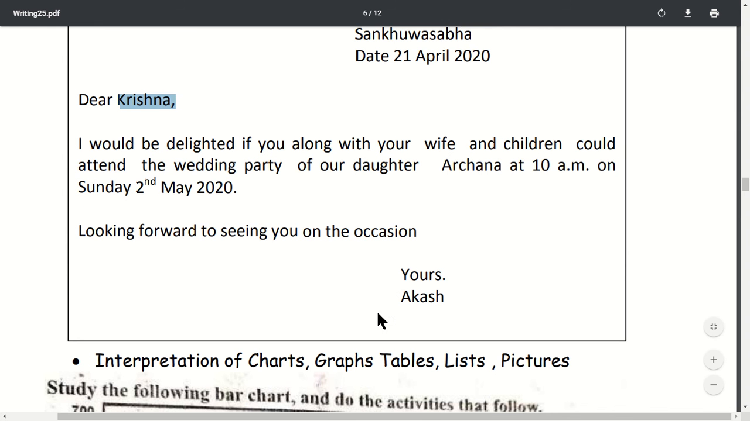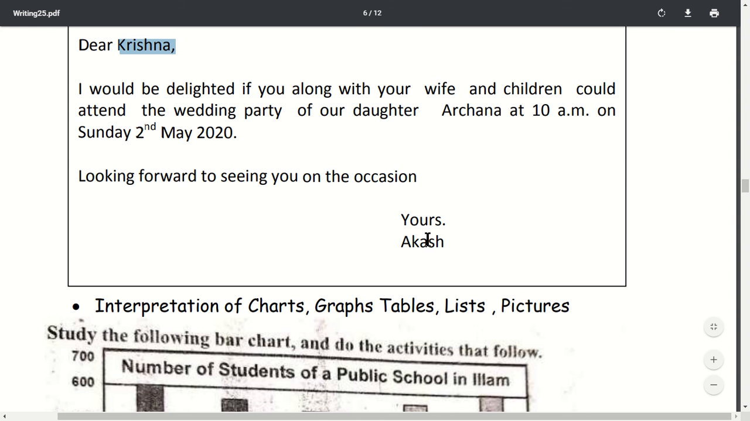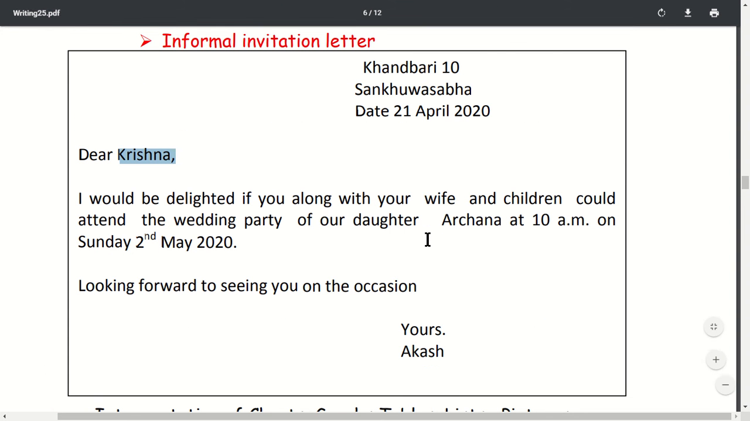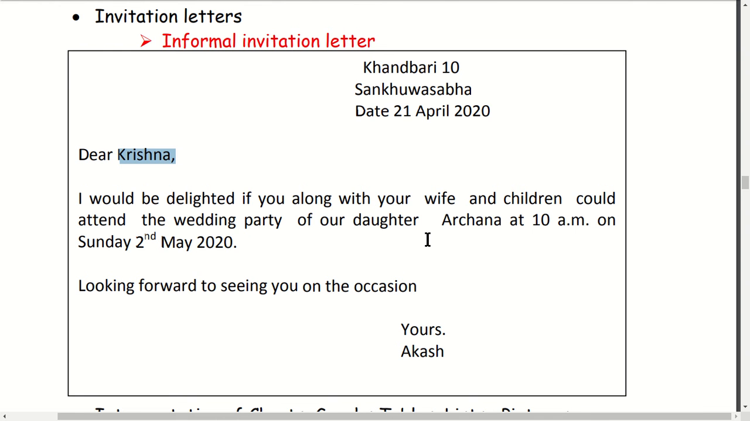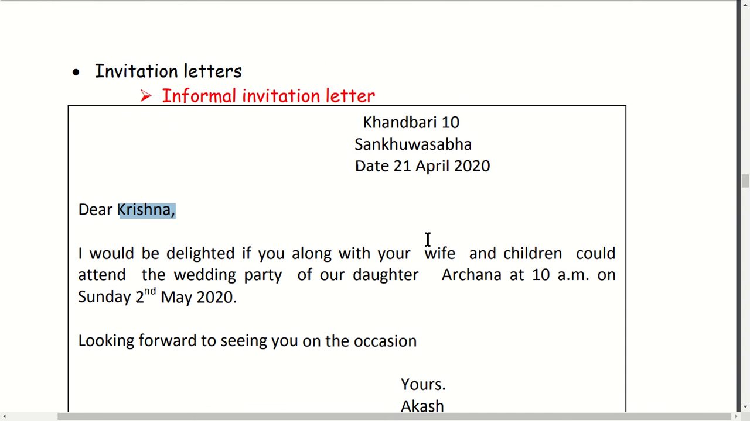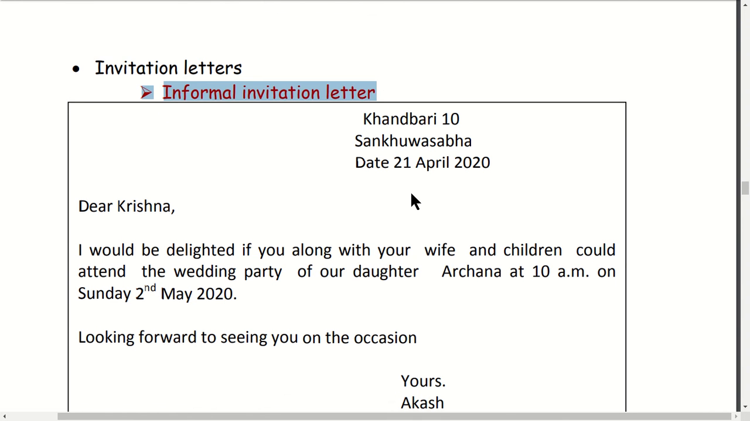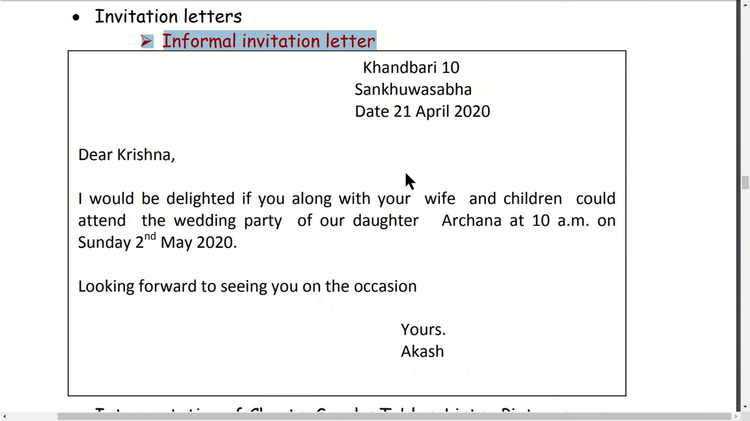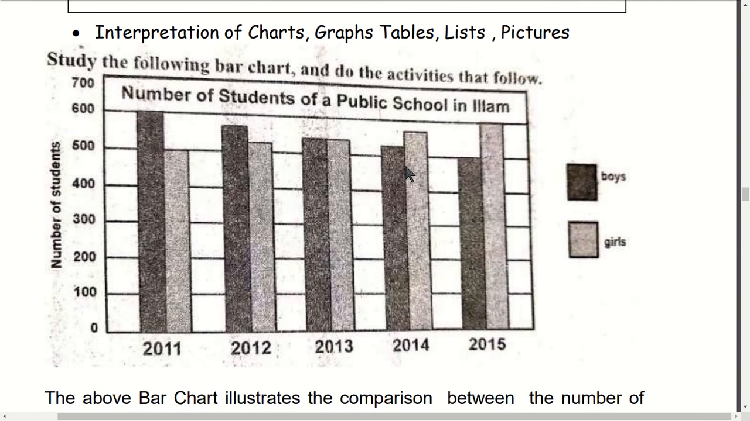I can write I'm looking forward to, or you can write looking forward to. This is a model informal letter, an invitation letter, inviting somebody to do something like this. This question can also be asked in the examinations. Okay, another one like this.